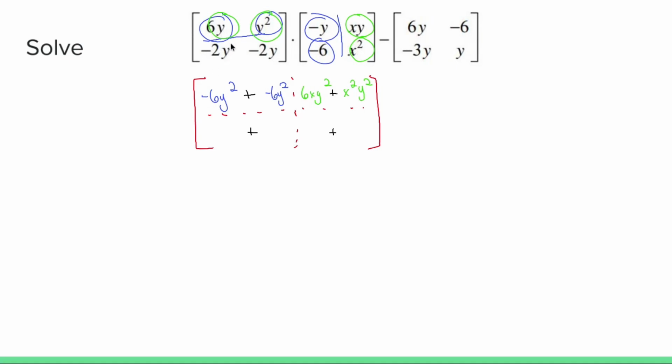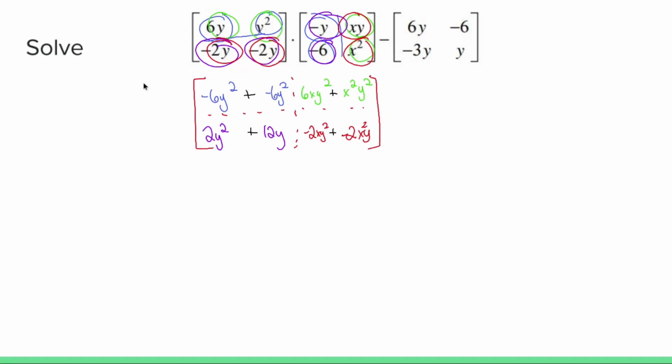Second row, first column: negative 2y times negative y is positive 2y squared. And then negative 2y times negative 6 is positive 12y. And then last but not least, we've got the second row, second column. So that's going to be negative 2y times xy, so negative 2xy squared. And then negative 2y times x squared is going to be negative 2xy. No, x squared y. Ooh, that was a close one.